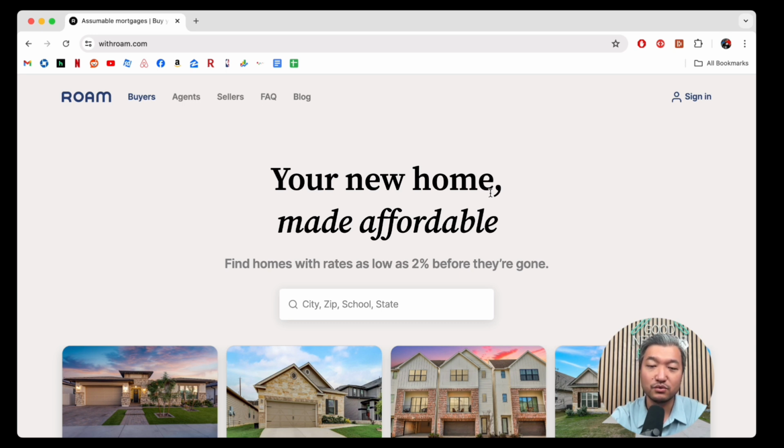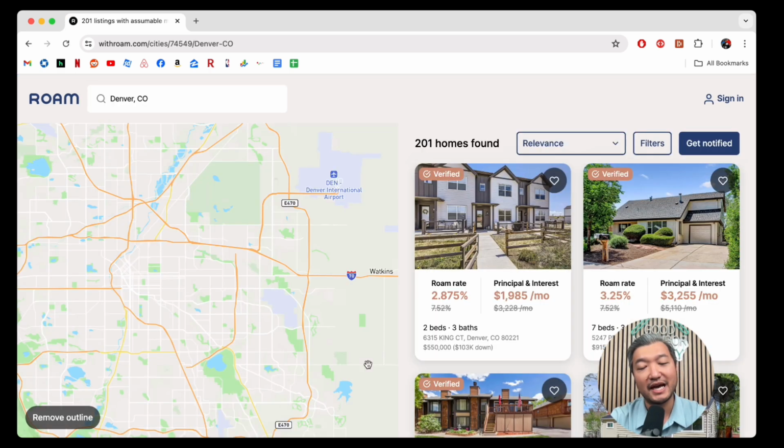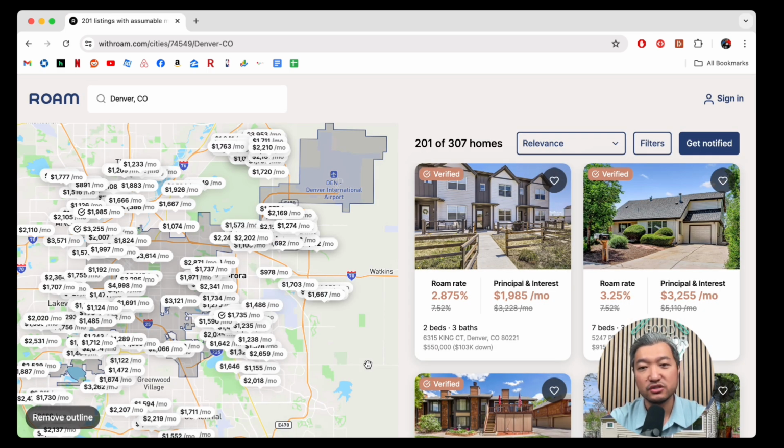It's a cool new strategy, and I'm going to show you this website called withrome.com. You can probably see this on my screen here. I'm just going to search for Denver, Colorado. This is a really cool website that matches assumable loans with properties that are already on the market. It's really easy for people to shop around, see what's available, and see what the rates are on a lot of these houses. So I'm going to go through a couple of these examples.